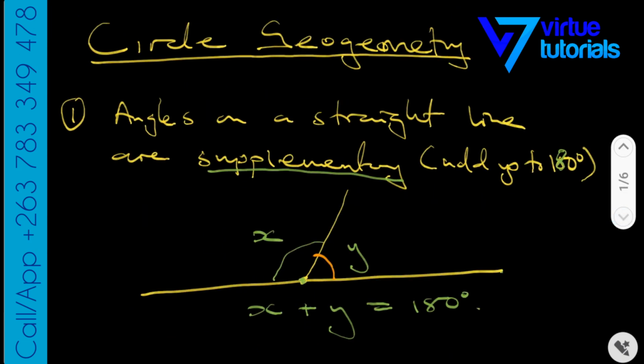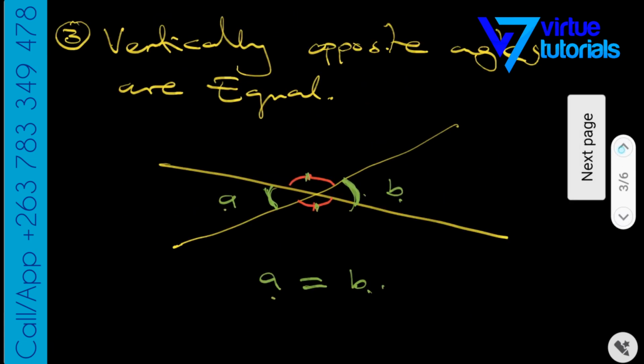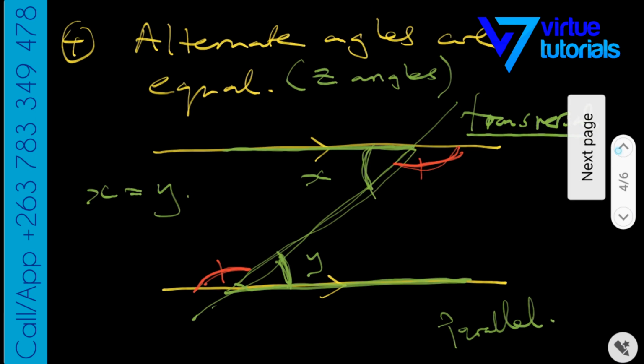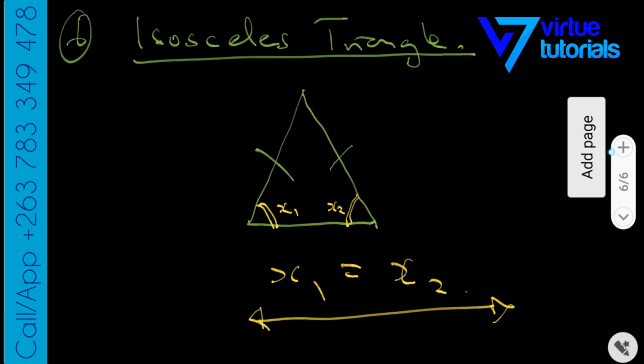Angles on a straight line are supplementary. They add up to 180. Angles around a point add up to 360. Vertically opposite angles are equal. Alternate angles are equal. Angles in a triangle add up to 180 degrees, and base angles of an isosceles triangle are equal. So let's stop there, and then we'll proceed in the next lesson.